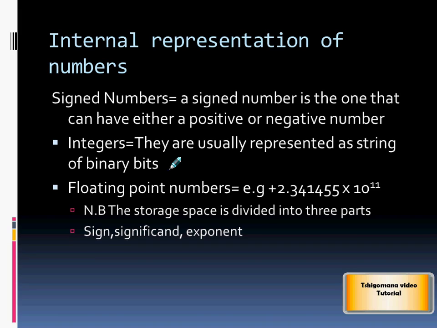Internal representation of numbers. Let us start with signed numbers. A signed number is one that can have either a positive or a negative value. Integers are usually represented as strings of binary bits. Floating point numbers, for example, 2.341455 multiplied by 10 to the power 11.